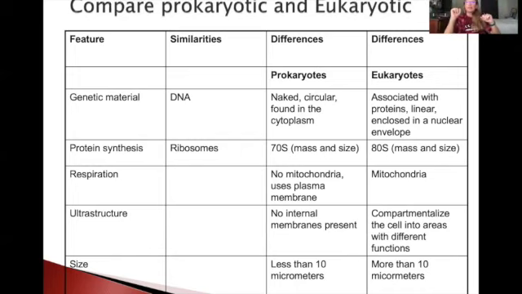Protein synthesis, the ribosomes, in prokaryotes, they're 70S. In eukaryotes, they're 80S. By the way, if you haven't picked up, IB likes to throw out random facts that you would think you wouldn't need to know at this level, but this 70S versus 80S will also sometimes show up in multiple choice questions. So memorize that. Respiration, prokaryotes, they do it on their cell membrane, and eukaryotes, they're doing it on their mitochondria.